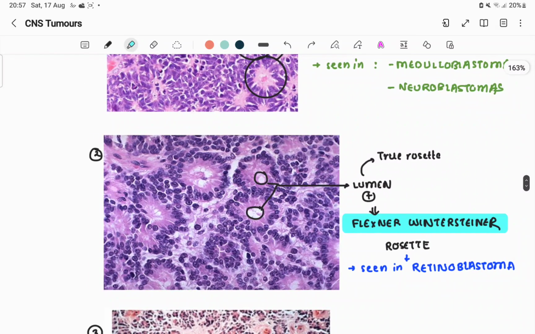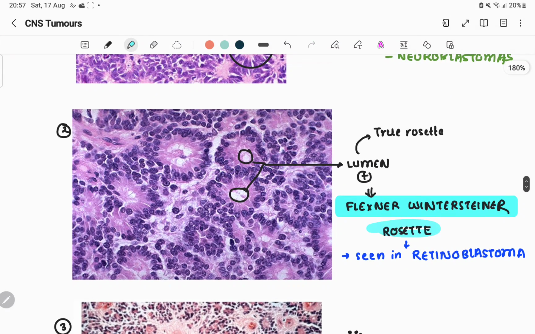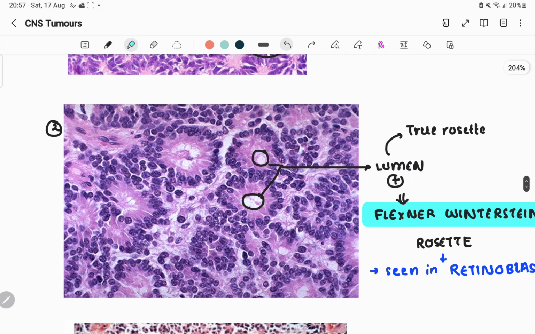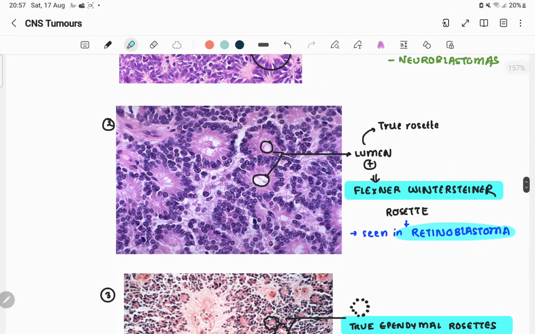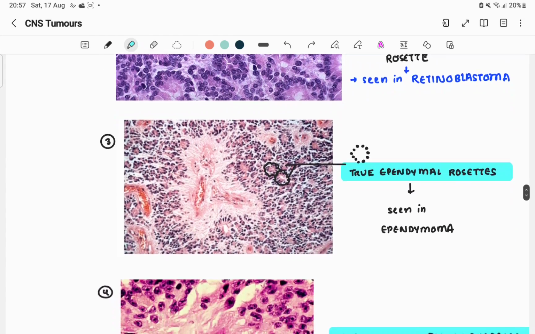Then next one, Flexner-Wintersteiner rosette. It is a true rosette. Here you can see the lumen is present. Look at the pale areas here. So it is a Flexner-Wintersteiner rosette seen in retinoblastoma. Retinoblastoma is a tumor of the eye, due to RB gene mutation.